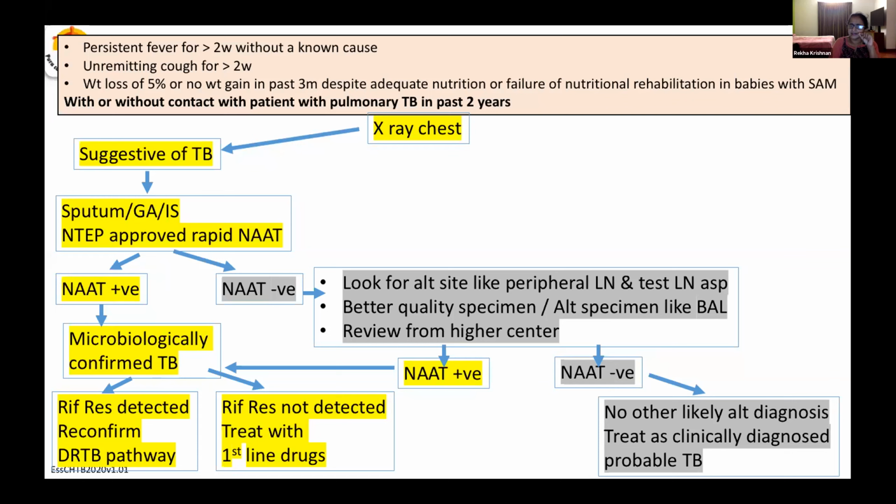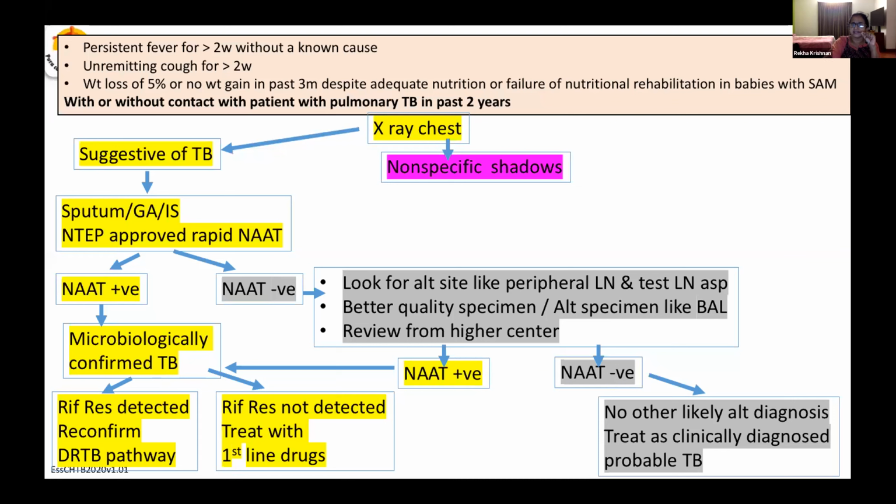And if the repeat NAT is positive, then there is no confusion. It is microbiologically confirmed tuberculosis. But if the NAT is negative, then our job has increased, that we have to find out whether we are missing some other illnesses. We have to rule out all other similar conditions and look for any other conditions like extrapulmonary tuberculosis. And if you cannot find anything, then you have to treat that case as clinically diagnosed probable tuberculosis.